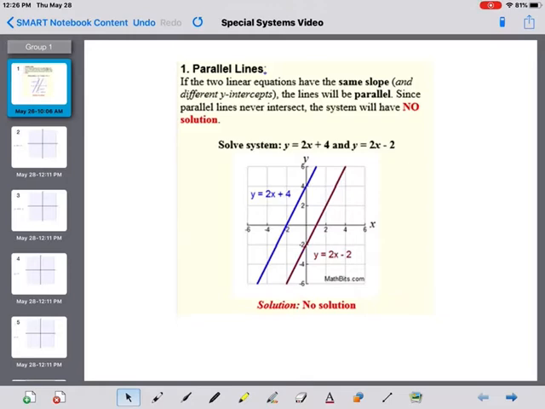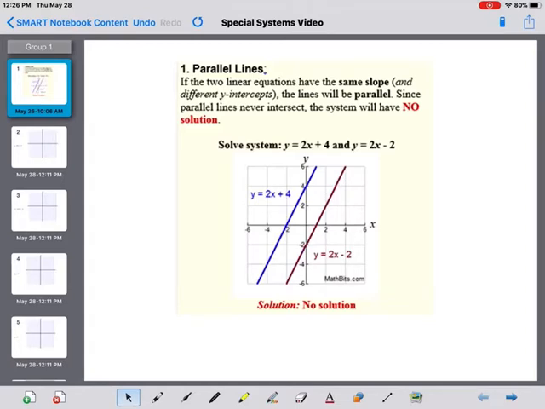So if you take a look at the example here, parallel lines, and we've discussed before that parallel lines have the same slope. So it says if the two linear equations have the same slope and different y-intercepts, that's important, the lines will be parallel. Since parallel lines never intersect, the system will have no solution. So here is an example of a system of equations that wind up having no solution.